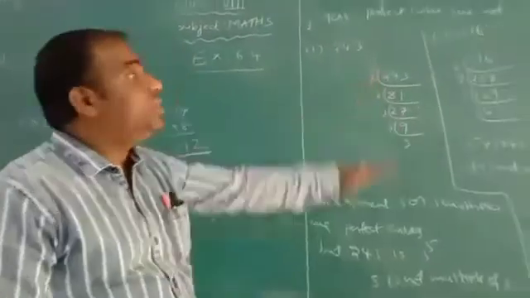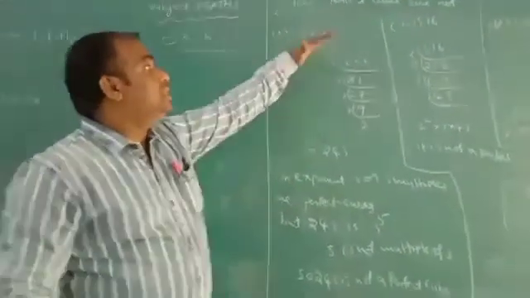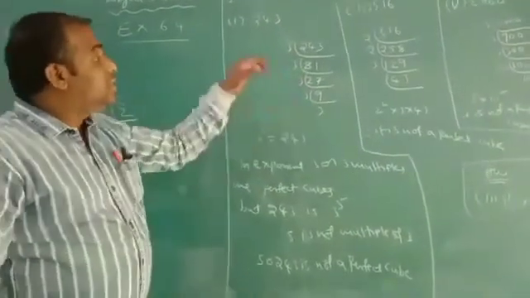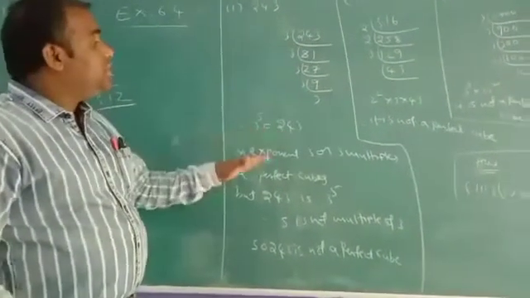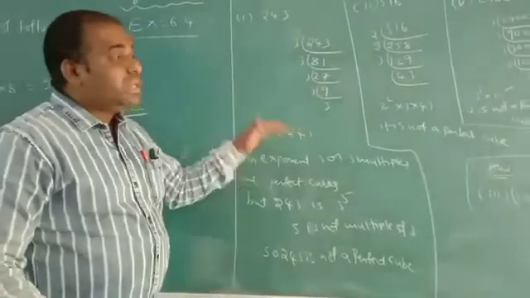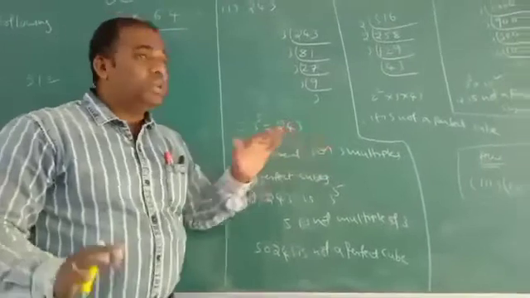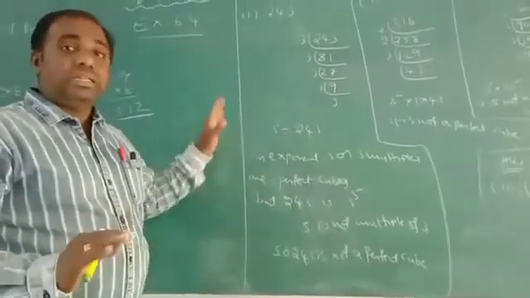Just consider this, nothing else will happen. See the given number and write its prime factors. After that, write how many times each factor is raised. The exponent should be 3 or a multiple of 3 only. Otherwise, it is not a perfect cube.